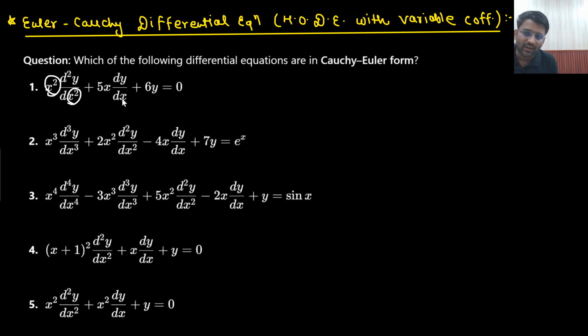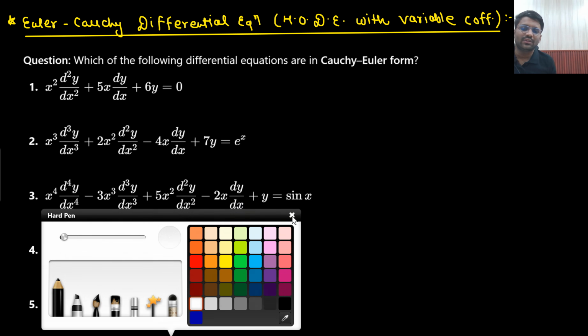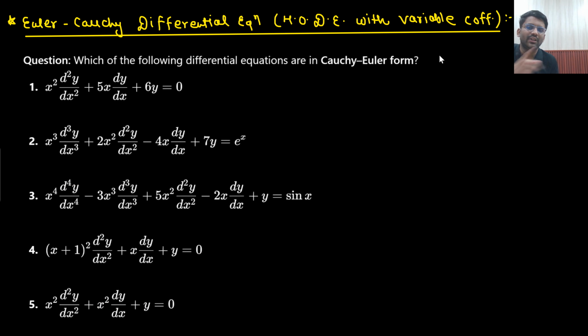x square, x, x, and then simply y. This standard form would be there. Are you able to understand this point? Here there is x cube, no? x cube, x square, x, x. So this standard form would be there, which is known as Cauchy-Euler or Euler-Cauchy differential equation. So this standard form we are going to study.